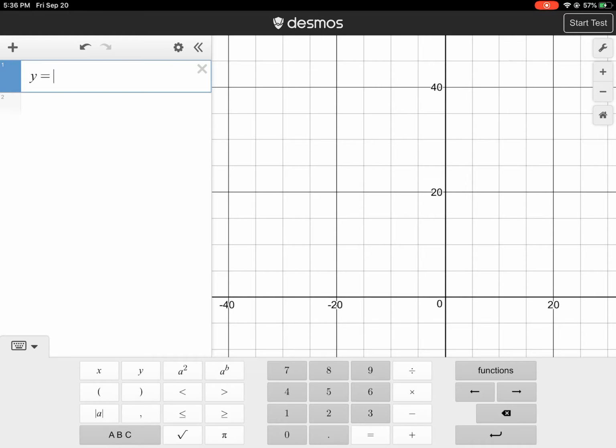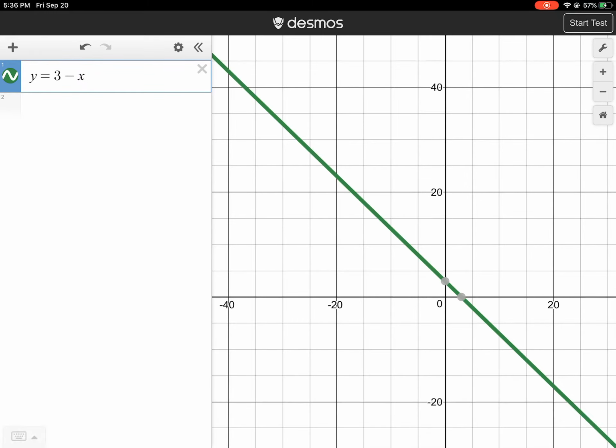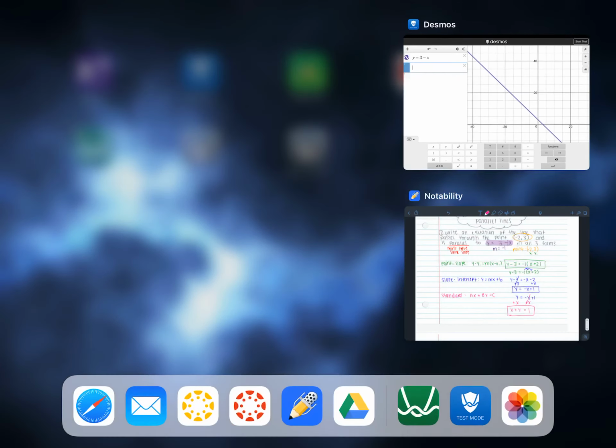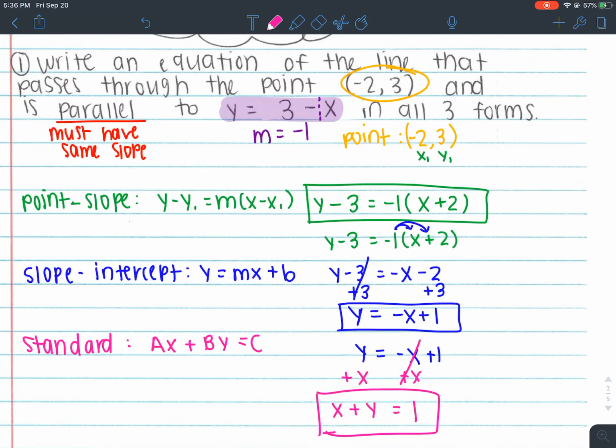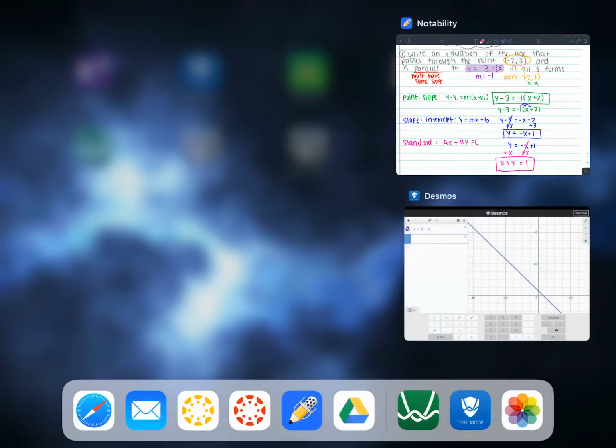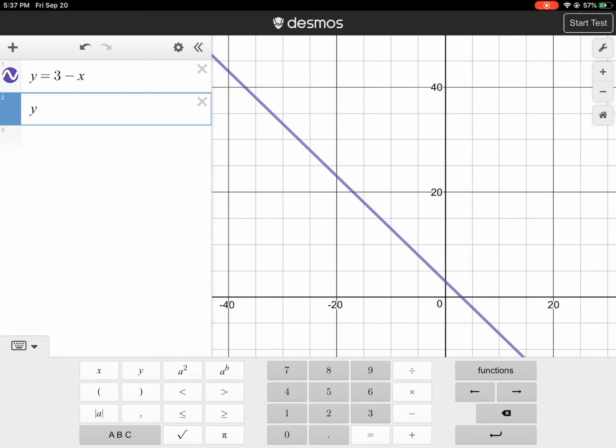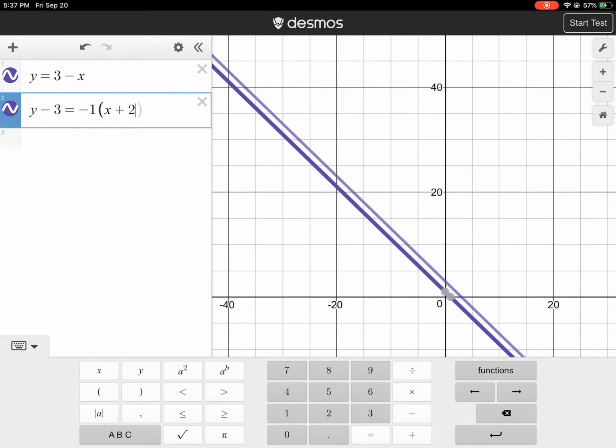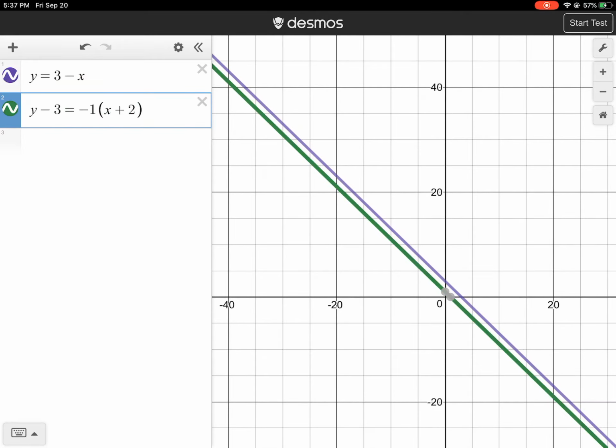Let's go ahead and plug that into Desmos. Y equals 3 minus x. And let's make it purple to match our notes. So this was our purple line. Let's see if our line, which is in green, actually is parallel to that other line in purple. I'm going to go ahead and graph the green line in point slope. So I'm going to plug that into Desmos. Y minus 3 equals -1 times x plus 2. I'm going to make this green just like our notes.